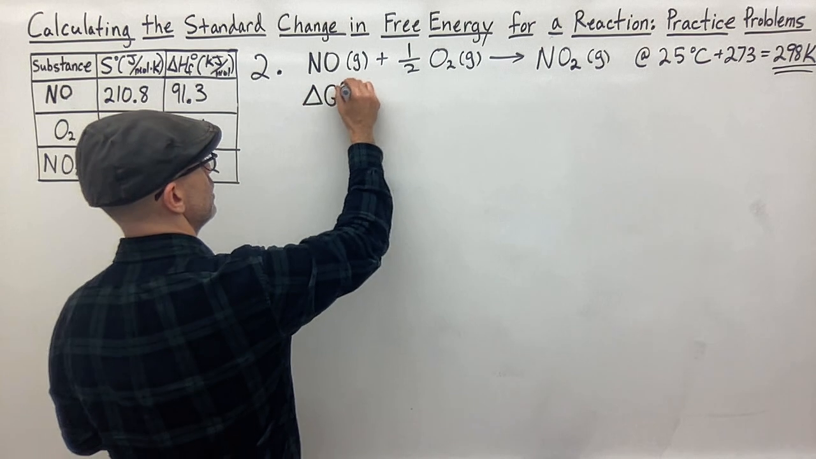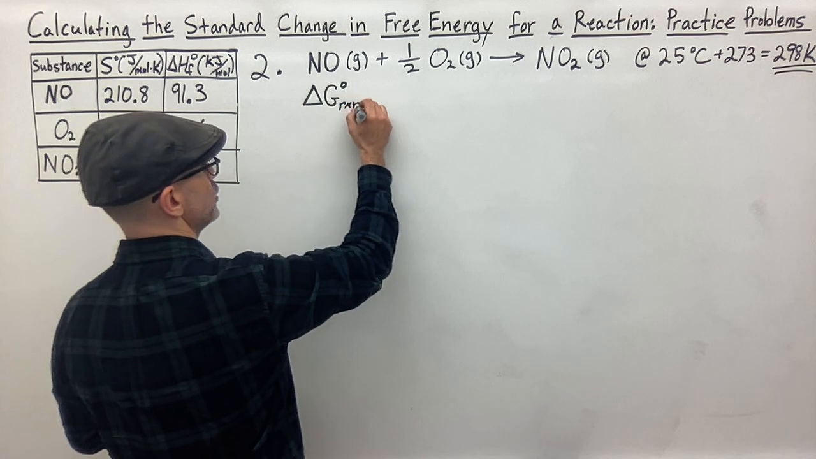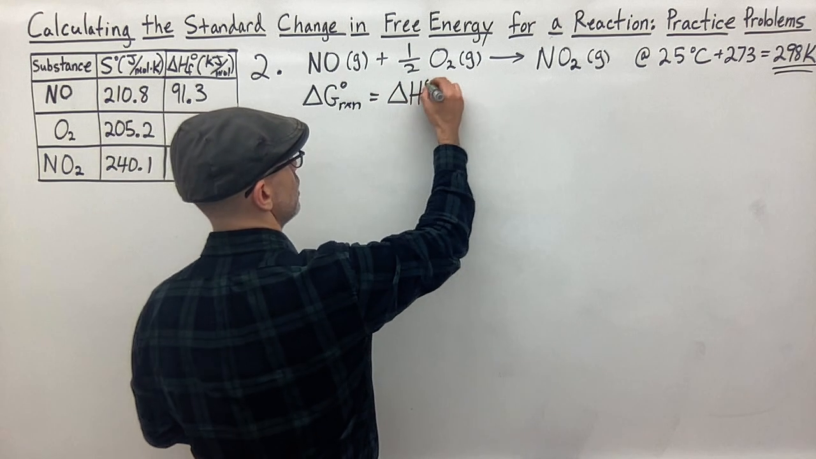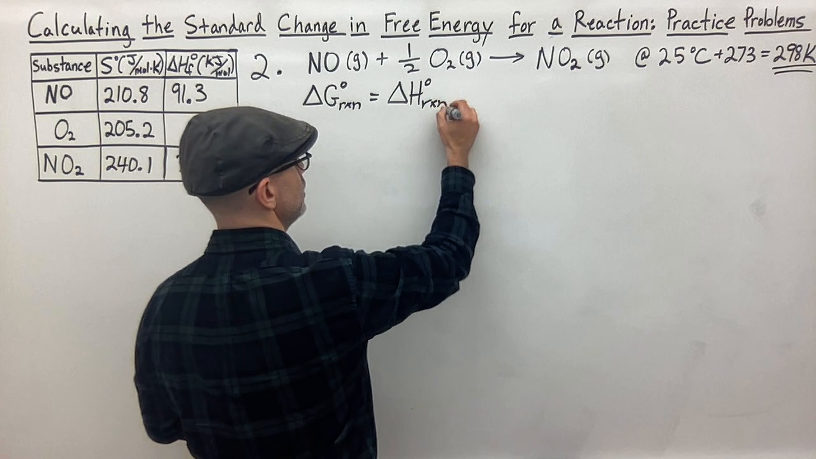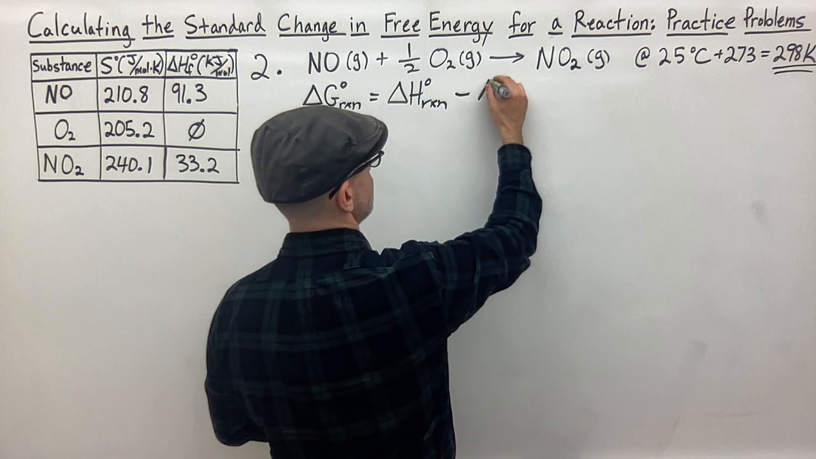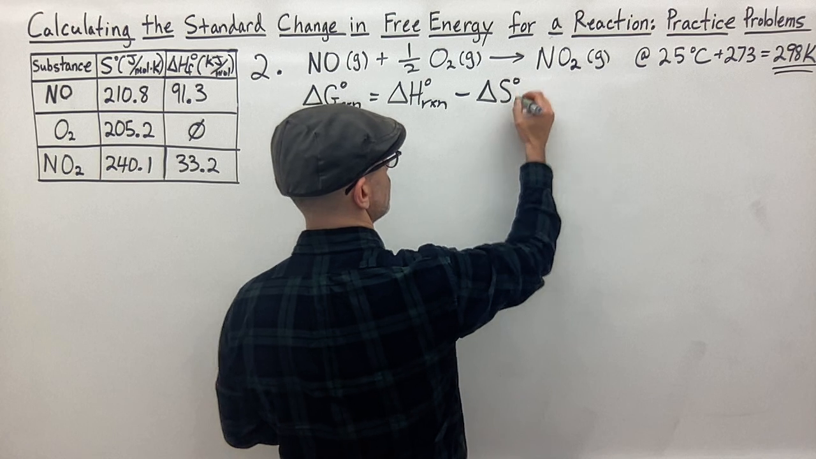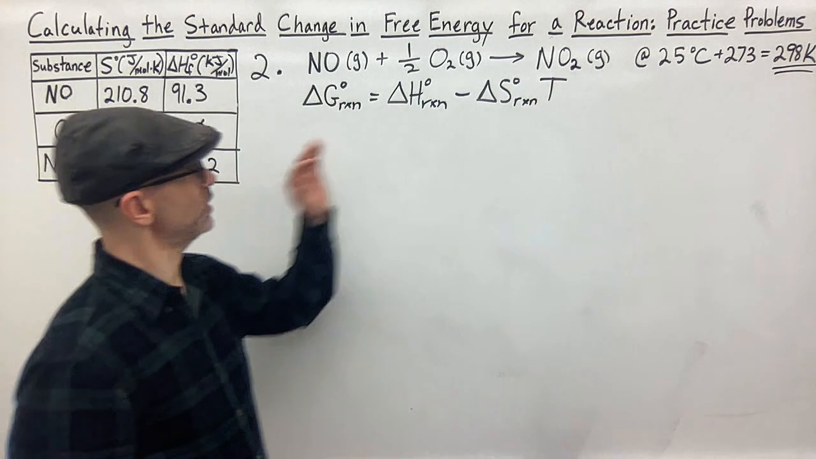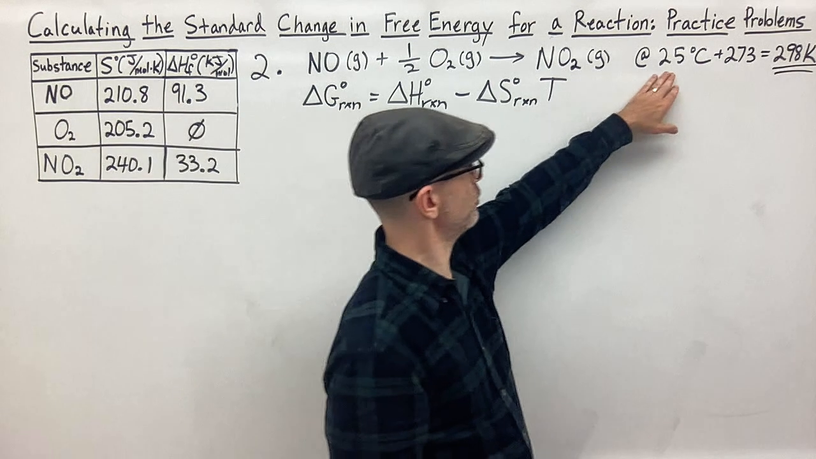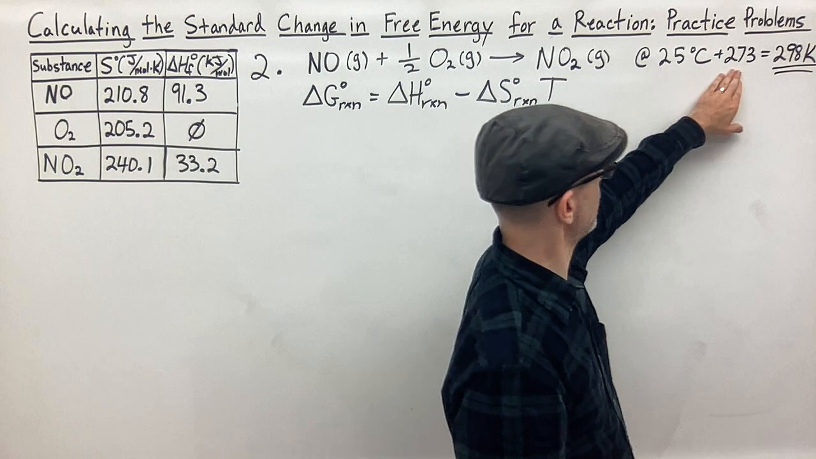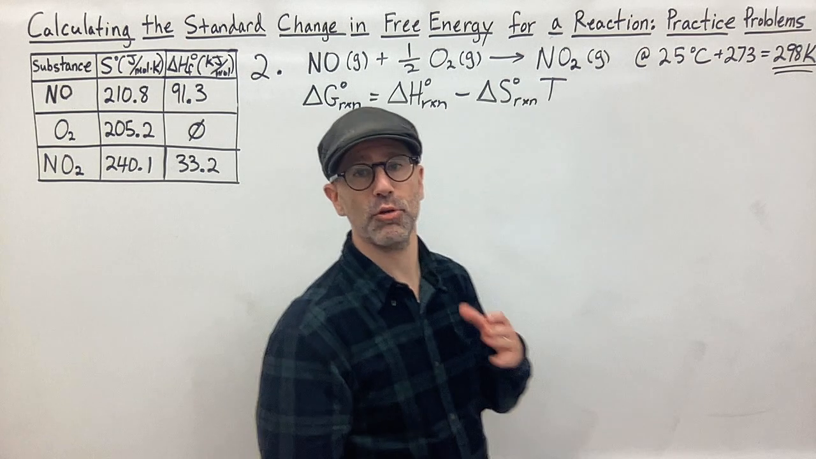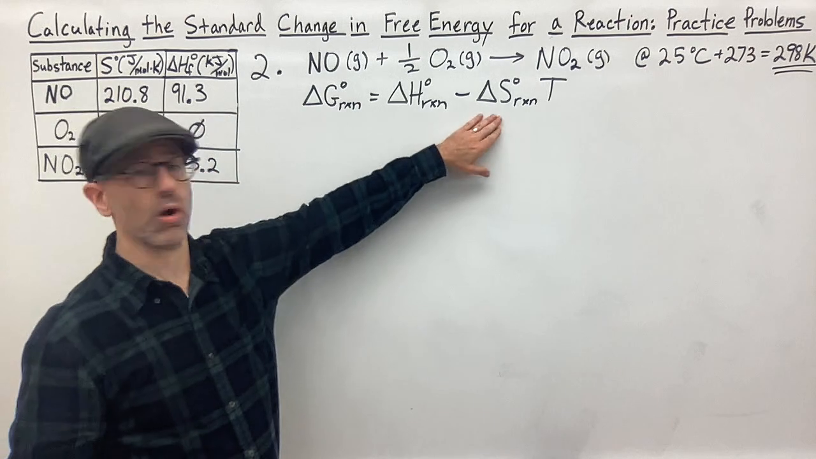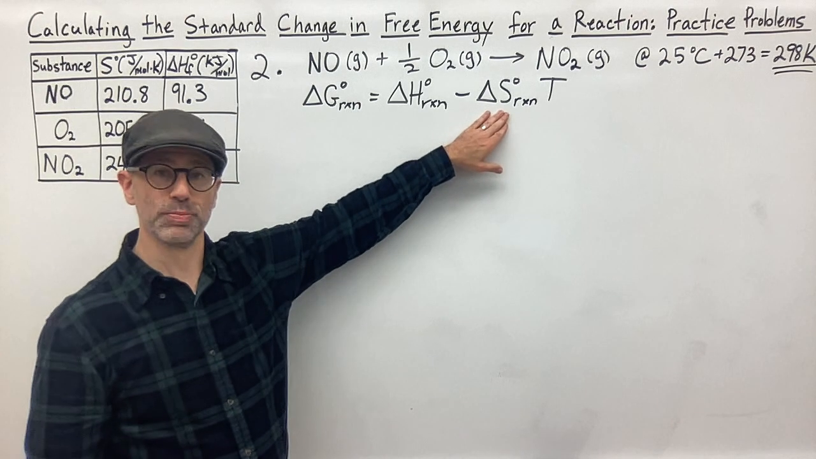delta G, standard free energy of a reaction, is equal to the standard enthalpy change of a reaction minus the standard entropy change of a reaction multiplied by the temperature. So the temperature we're given is standard temperature, 25 degrees Celsius, but we're going to add 273 to that to get 298 Kelvin. So remember, temperature has to be in Kelvin, especially for the entropy change. So that's joules per Kelvin.